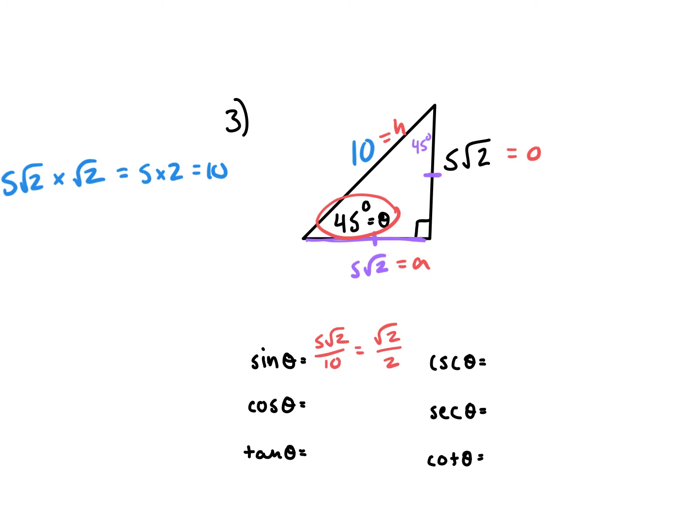Cosine is adjacent over hypotenuse, so 5 square root 2 over 10, which would be, again, square root 2 over 2. Tangent is what over what? Opposite over adjacent, so 5 square root 2 over 5 square root 2 simplifies to 1.